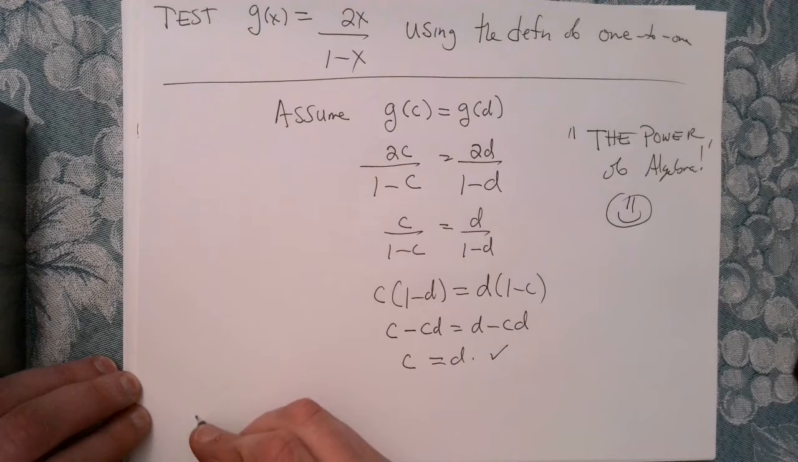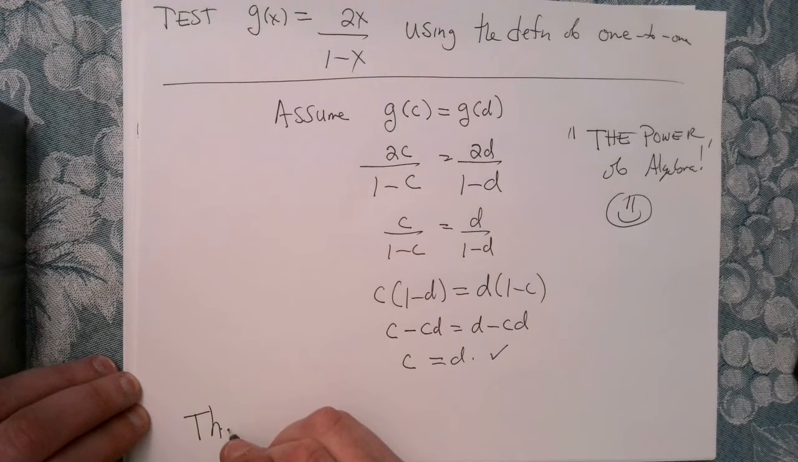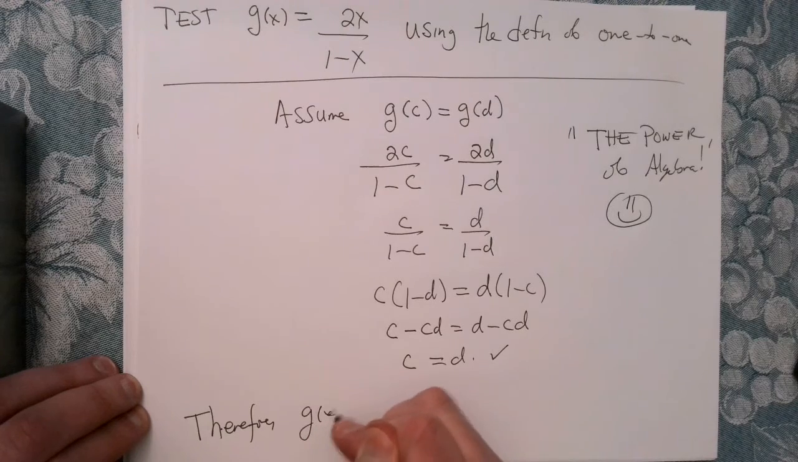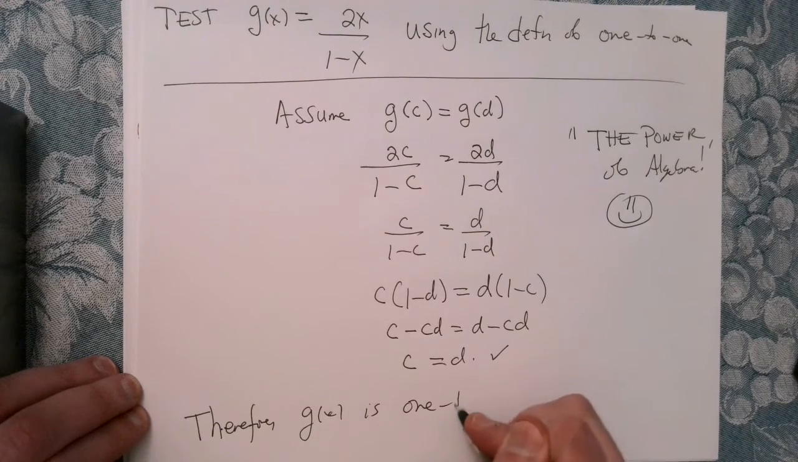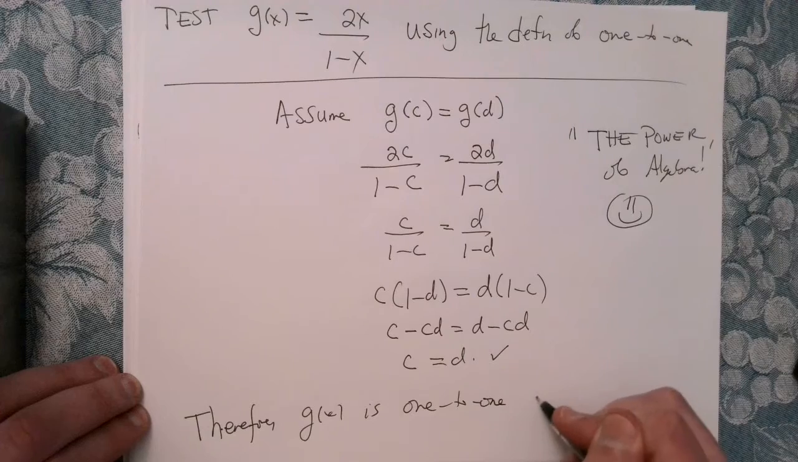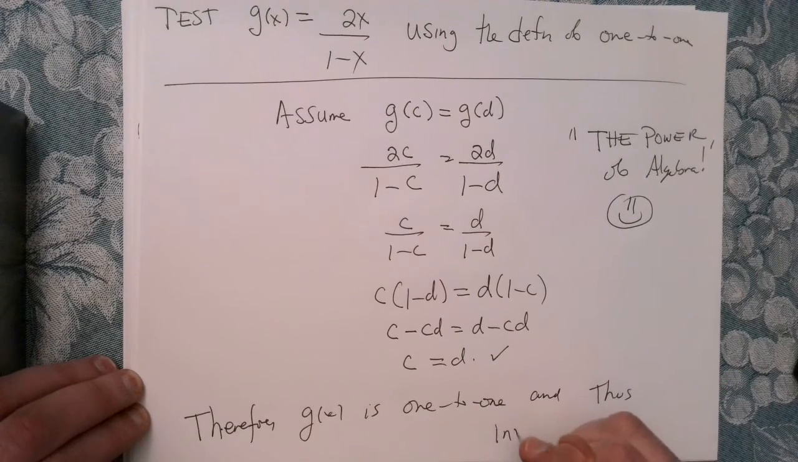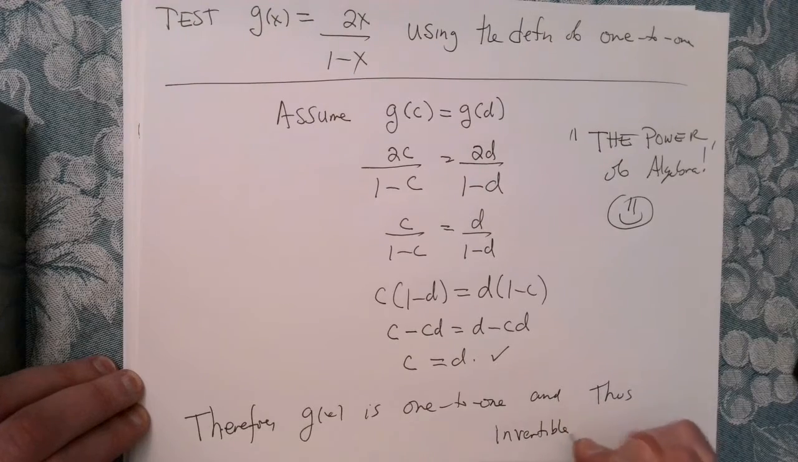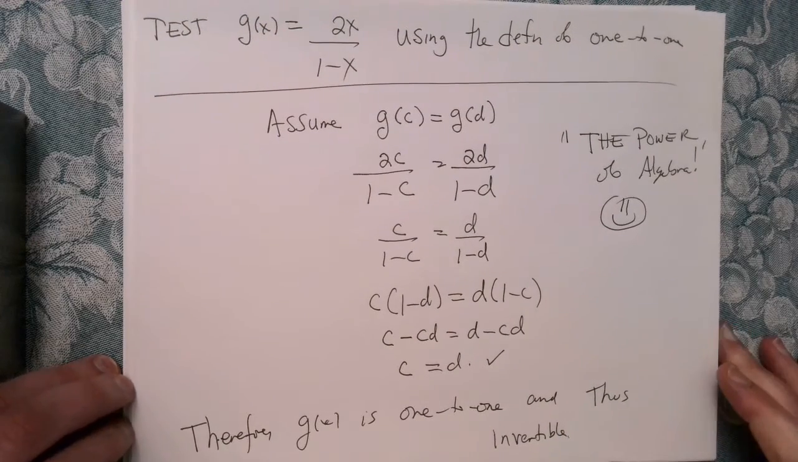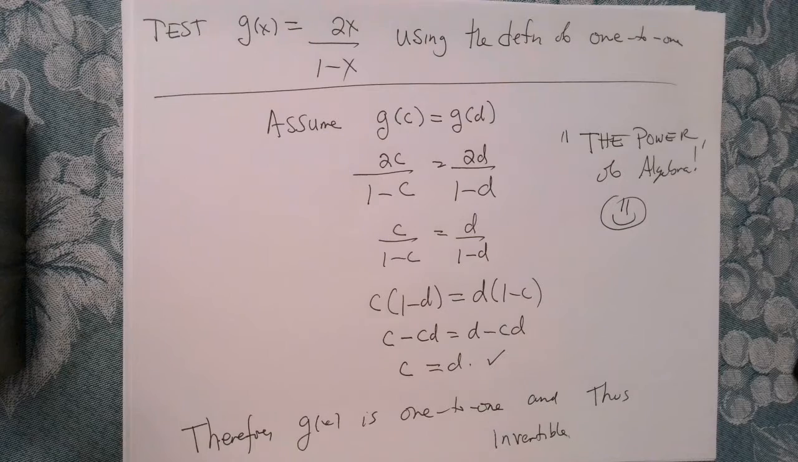Okay, so I'll say therefore g of x is one-to-one and thus invertible. How cool. I mean, that picture was confusing, wasn't it? I couldn't tell.